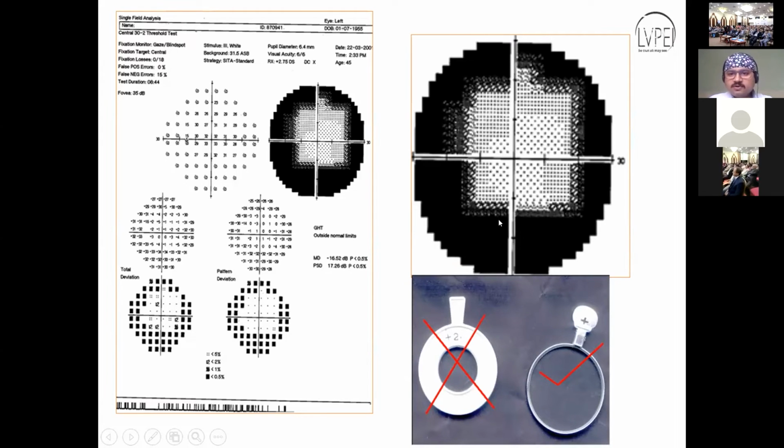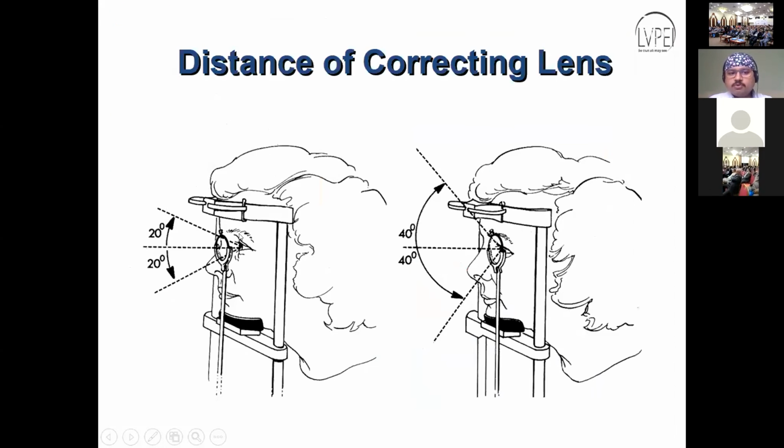Another reason for this kind of defect can be the position of the lens from the eye. If the lens is positioned away from the eye of the patient during the testing procedure, this rim can again cause a field defect. As here in the picture, on the left side, we can see that the overall field seen by the patient is less when the lens is placed away from the eye.